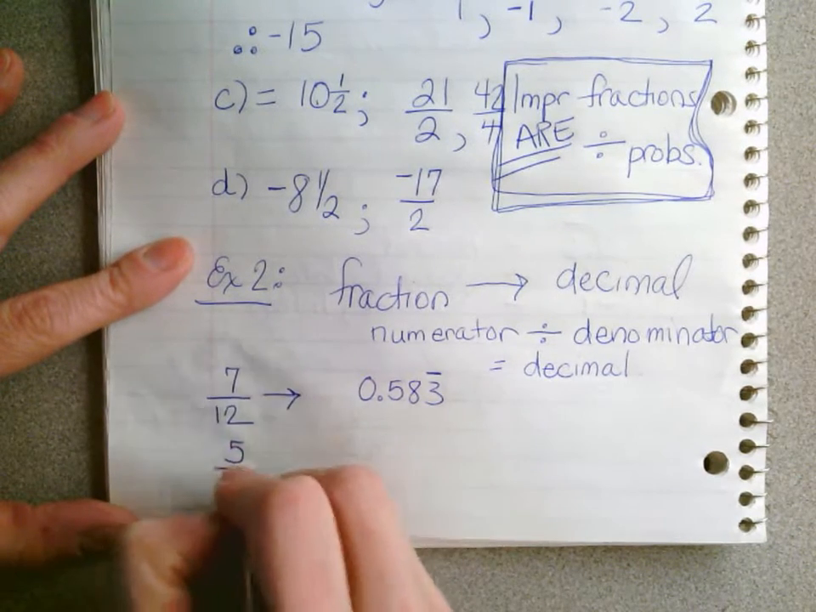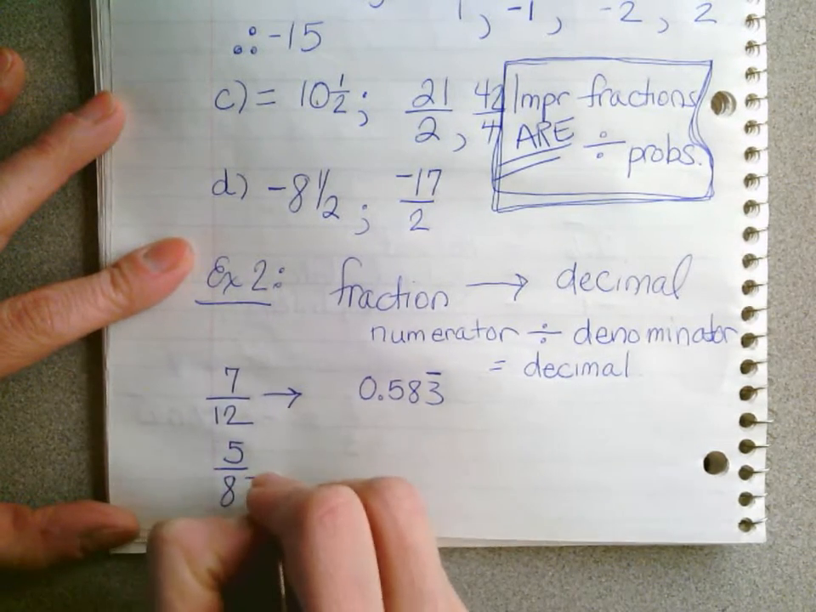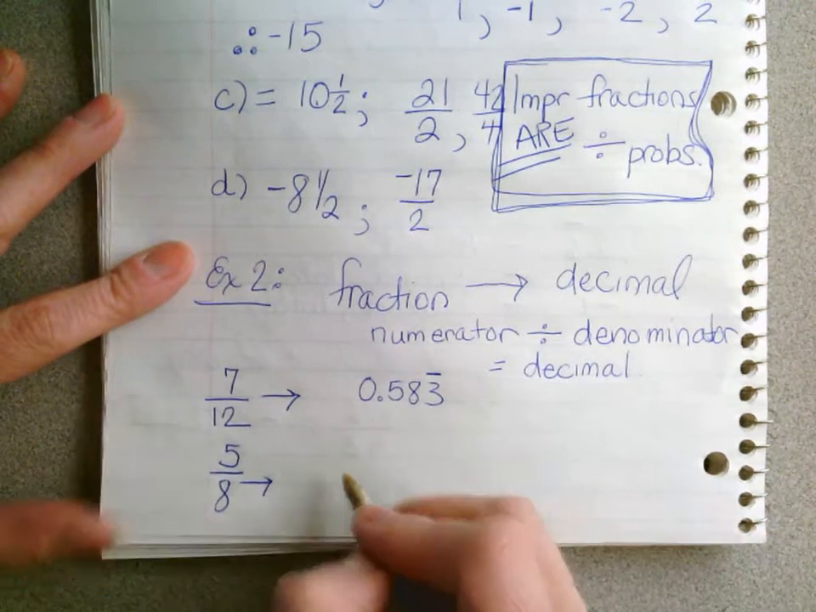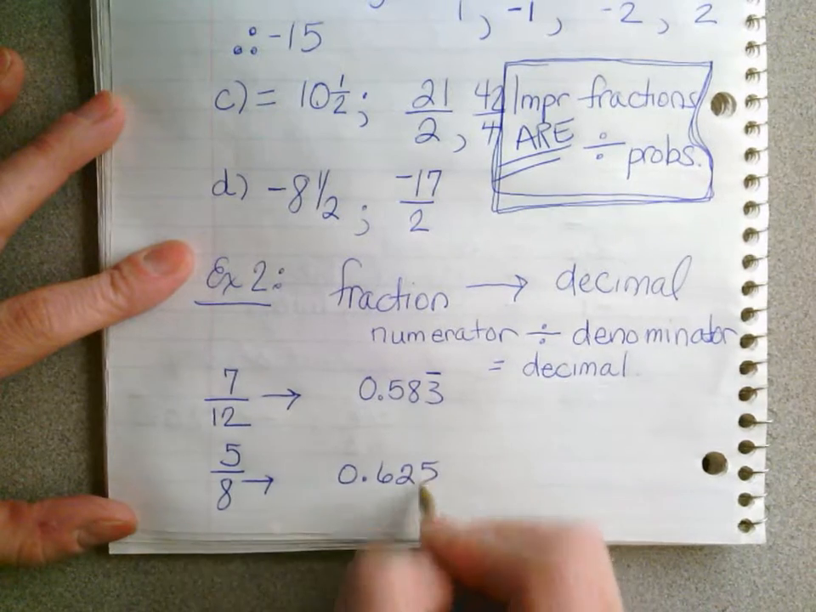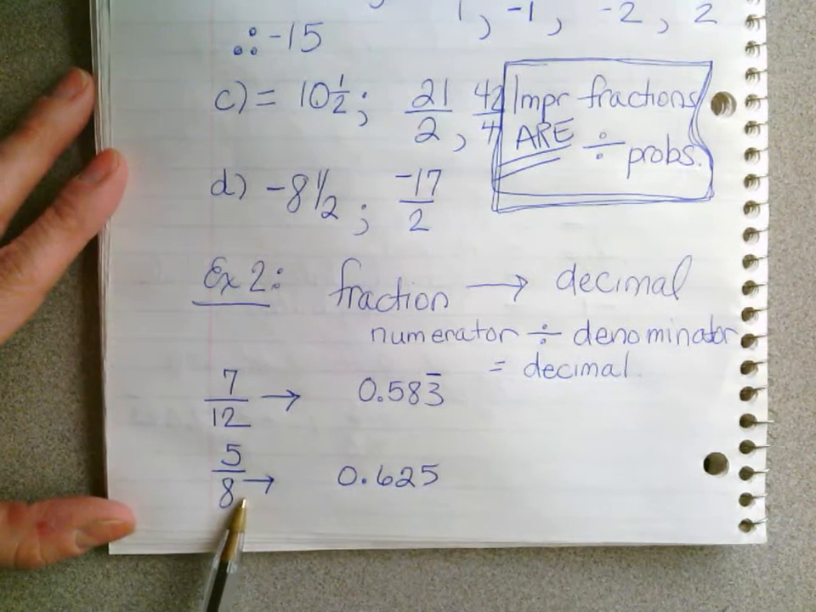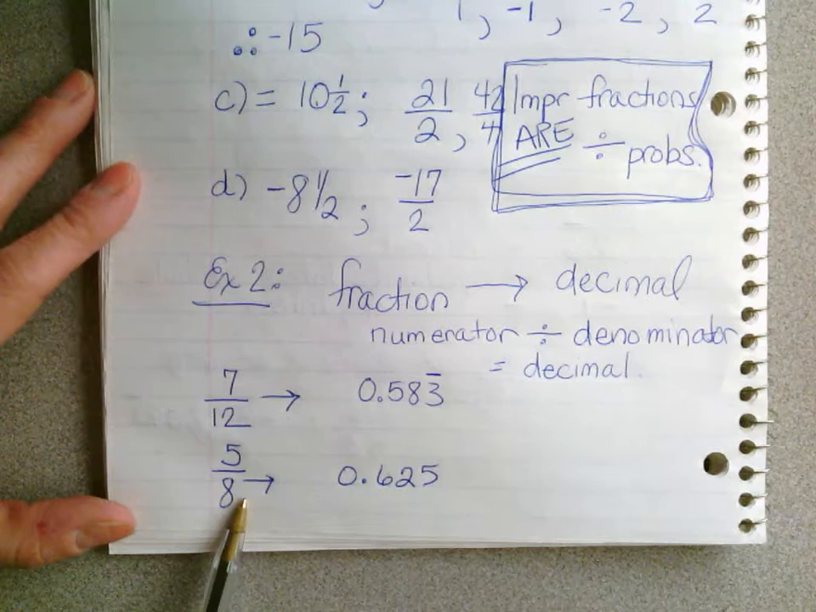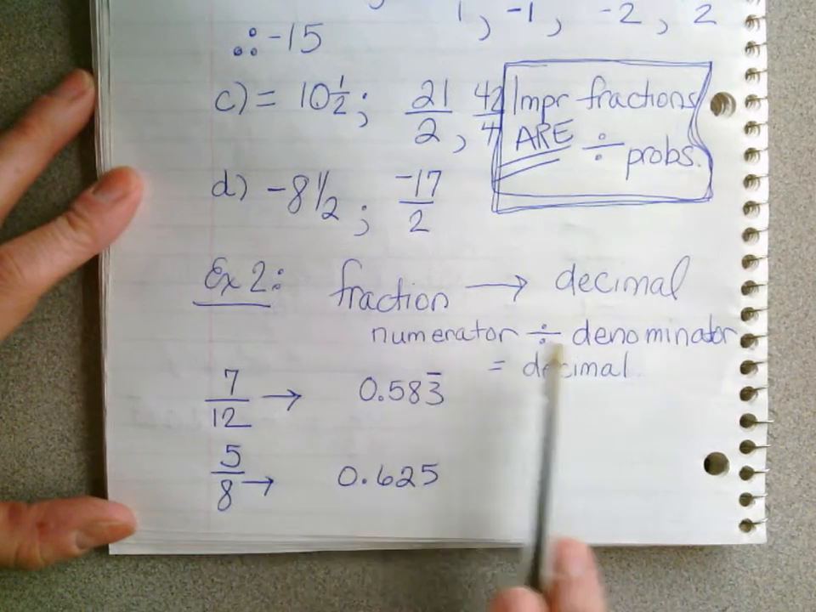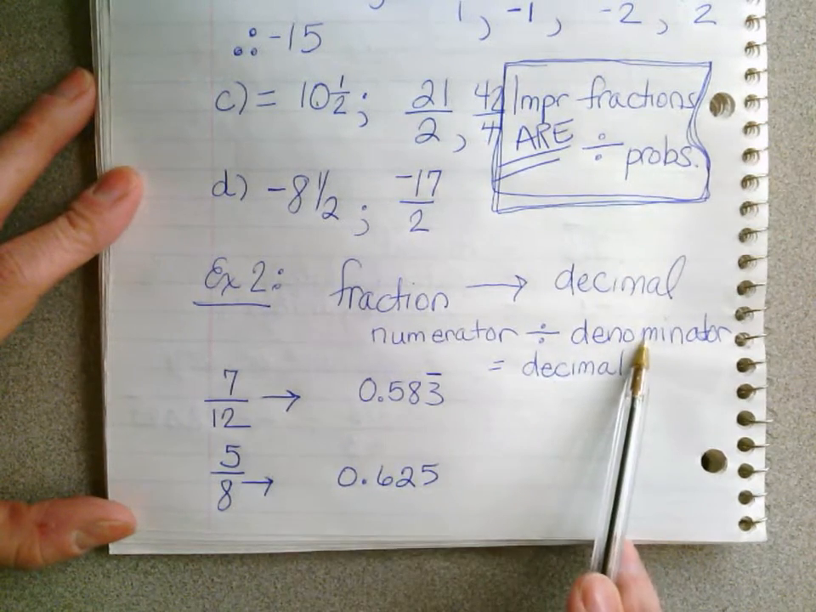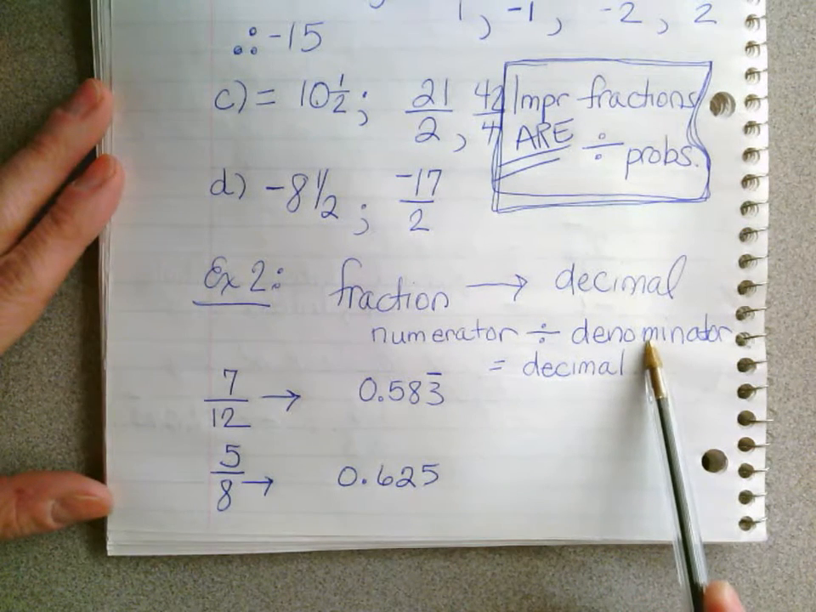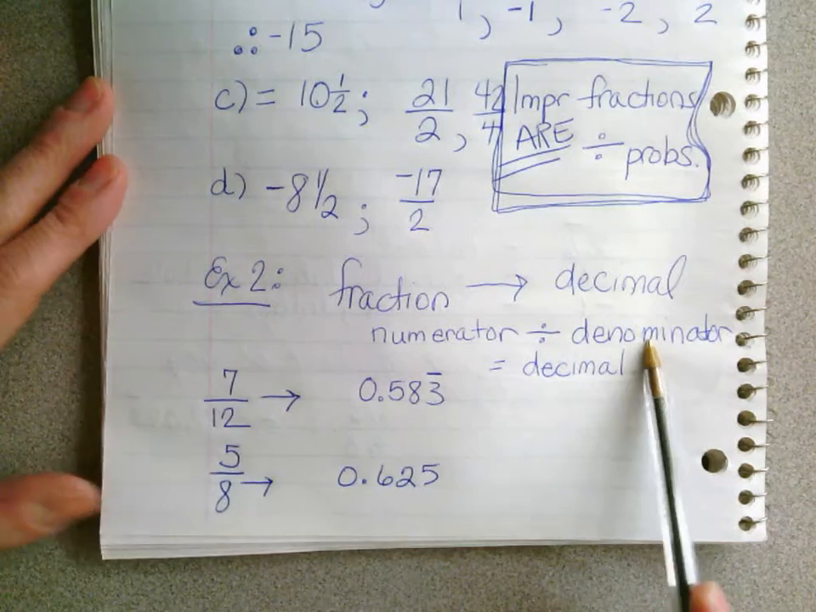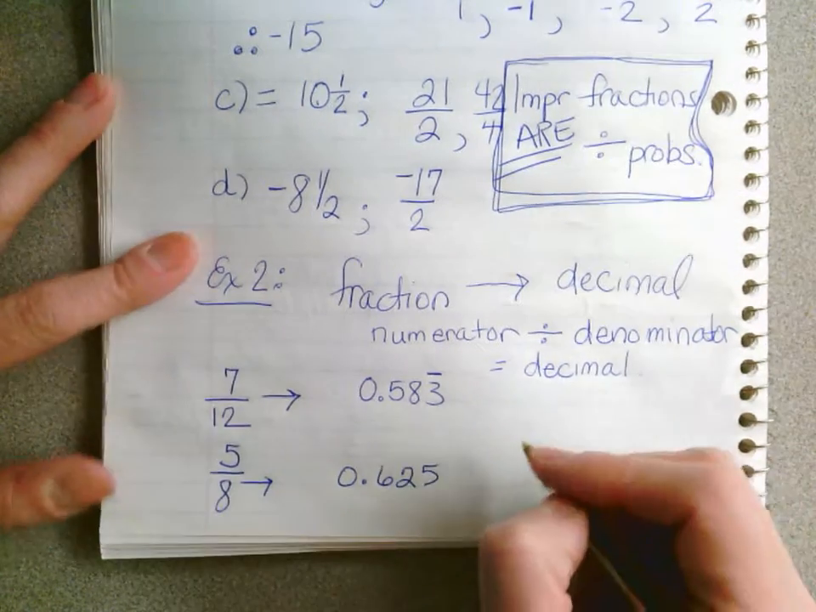Gabby, do 5/8 for me if you would. Anytime you are asked to find the decimal equivalent for a fraction, simply take numerator and divide it by denominator. Okay? Numerator divided by denominator.